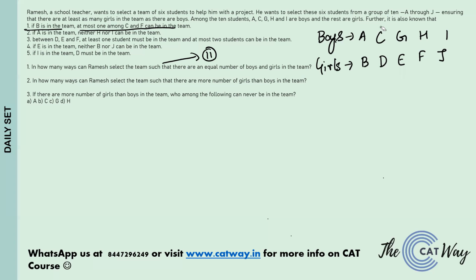Okay, now it says, in how many ways can Ramesh select the team such that there are more number of girls than the boys? Okay, so more number of girls has already been specified. That means either there can be 4 girls 2 boys, or there can be 5 girls 1 boy. There cannot be 6 girls and 0 boys, because that case is not possible, because total we have only 5 girls. Okay, so these are the two possible cases that we can get: 4 girls 2 boys, 5 girls 1 boy. Okay, now let us move ahead.